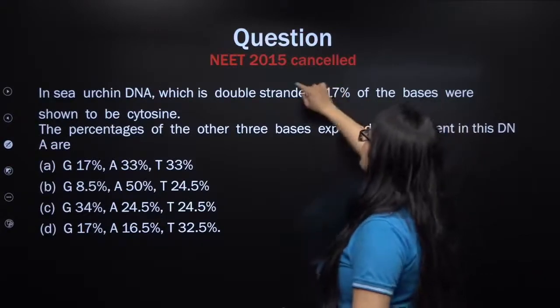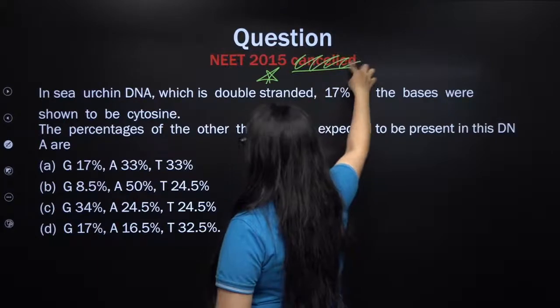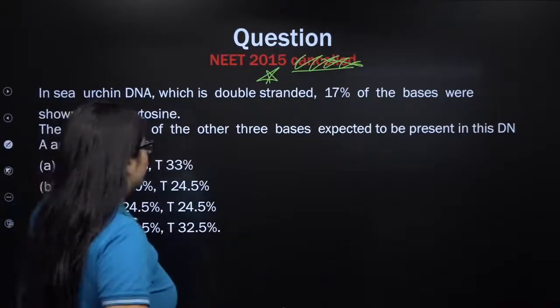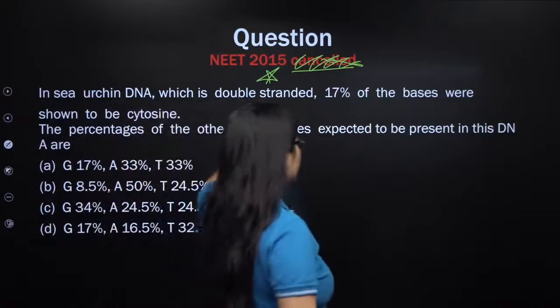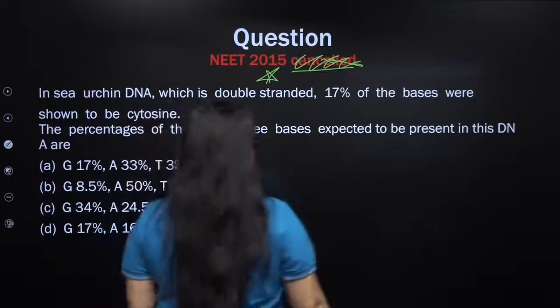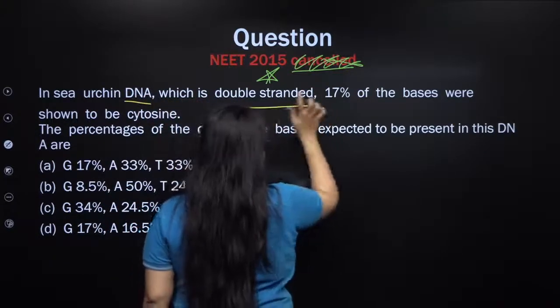This question was asked in NEET 2015, although the exam got cancelled, but that doesn't matter. A question is a question. So in a sea urchin DNA, which is double stranded, 17% of the bases are shown to be cytosine. First of all, you need to understand it is DNA and it is double stranded, right?